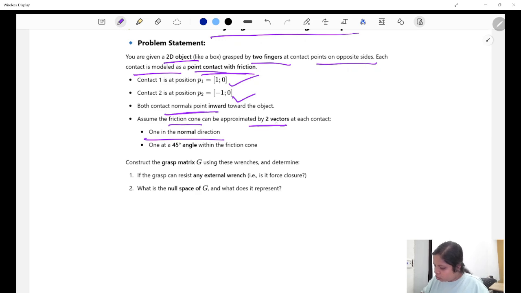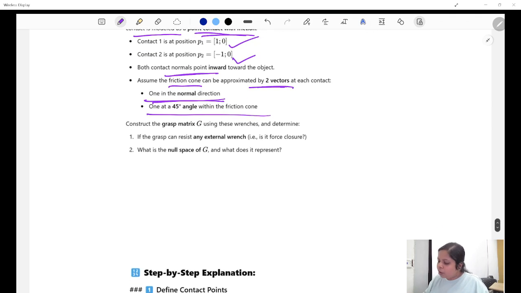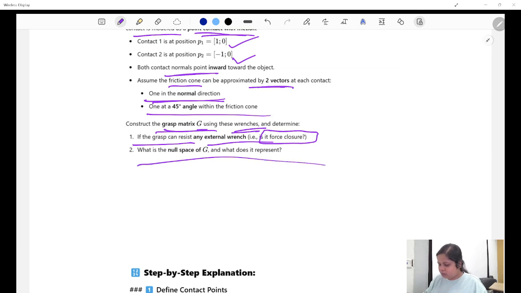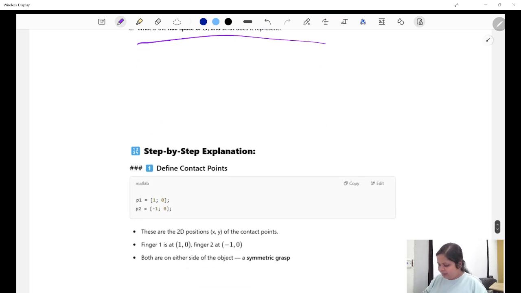At each contact, one force is in the normal direction, and one is at a 45-degree angle with the friction force. So what you're supposed to do is construct the grasp matrix using these wrenches and determine if the grasp can resist any external wrench, that is, whether it is force closure or not, and what the null space of G is and what it represents. I have the code right here.